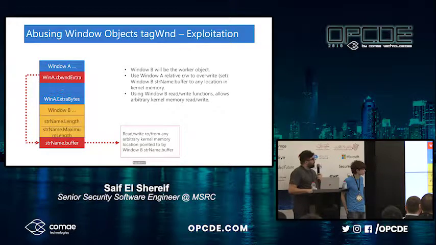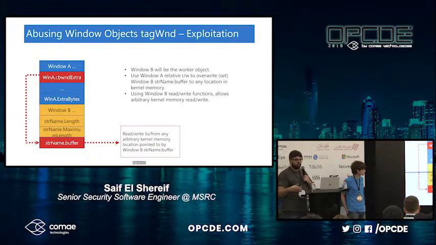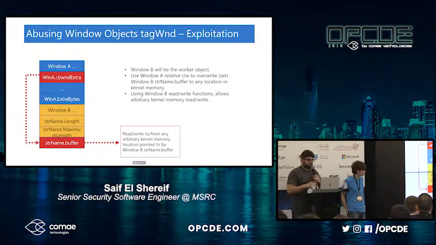So window B will be the worker object. We will use the relative read and write that we gained from the previous memory corruption to actually write into the string name buffer pointer whatever pointer that we want. And that means that we will use the read and write functions from the string name buffer, and be able to read and write from any location in kernel memory. So that was the basic part.